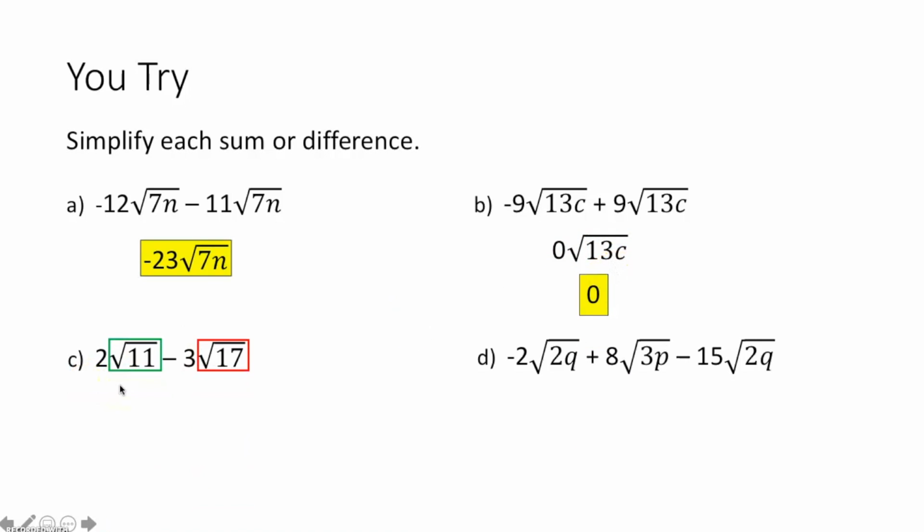Here, do we have like radicals? No, we do not. Is there any way we could break up 11? No, there's no perfect square that goes into 11. What about 17? No, both of these are prime numbers. So we leave our answer 2 rad 11 minus 3 rad 17.